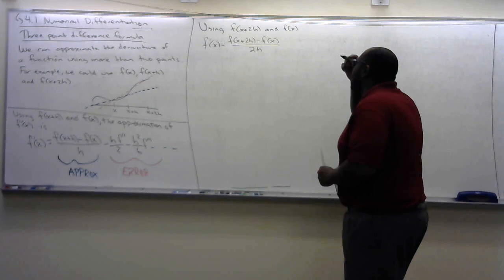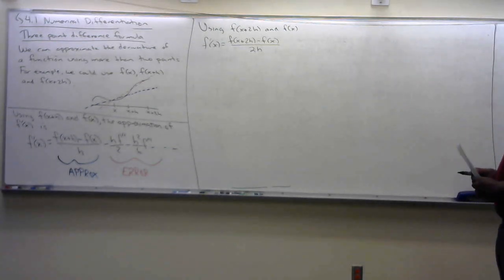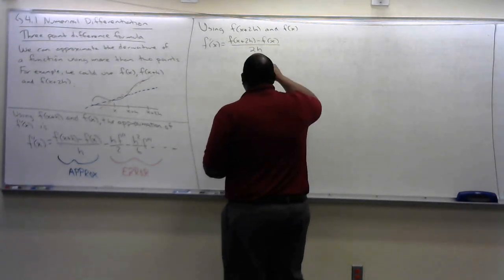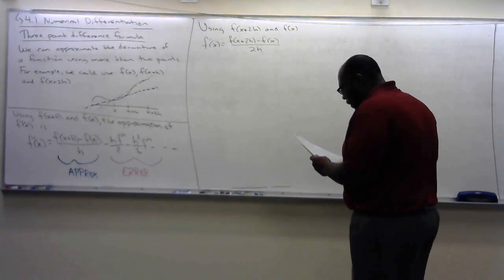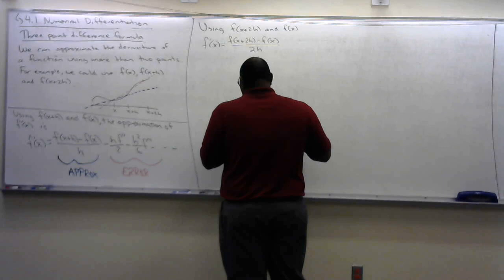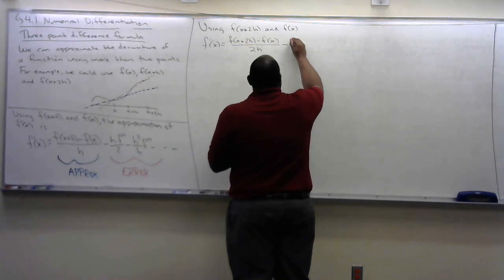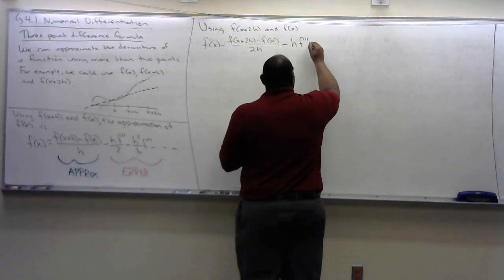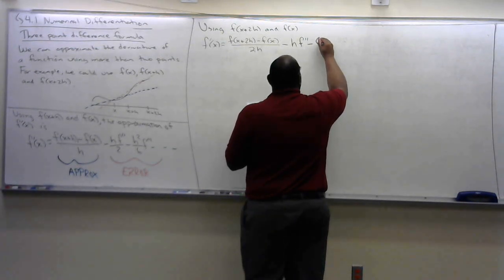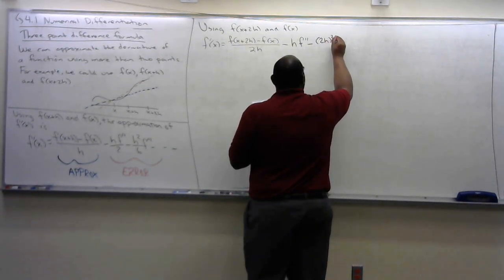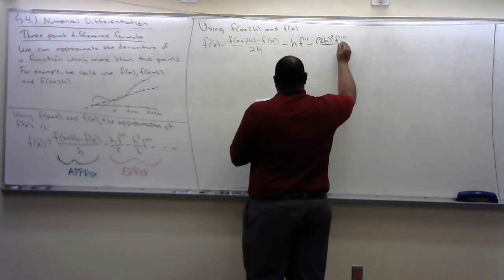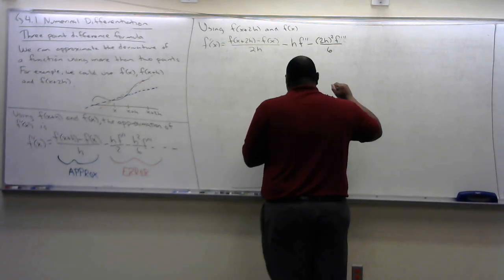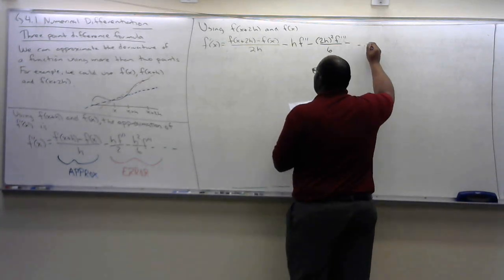All right, so going back to this one. We're using f of x plus 2h and f of x. F prime of x is equal to f of x plus 2h minus f of x over 2h, and then I have minus h times f double prime, minus 2h squared f triple prime over essentially 6, because it's going to be 3 factorial, minus and so on.